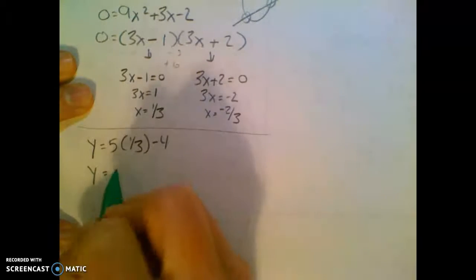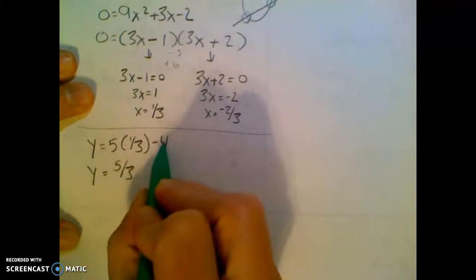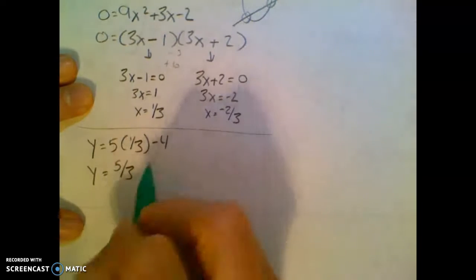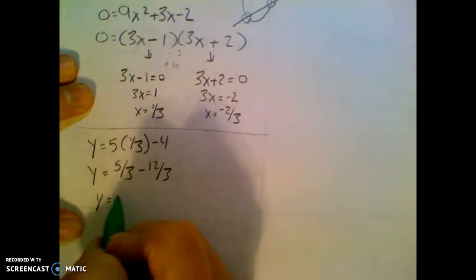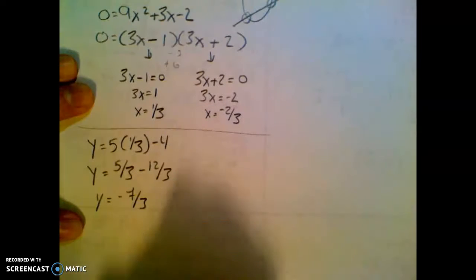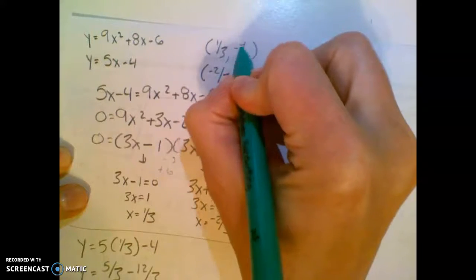Y equals 5 times 1/3 is 5/3. I do want to change 4 so that it's divided by 3, so that's going to be a negative 12/3. And then 5 minus 12 is negative 7. Okay, so negative 7/3 is negative 7/3.